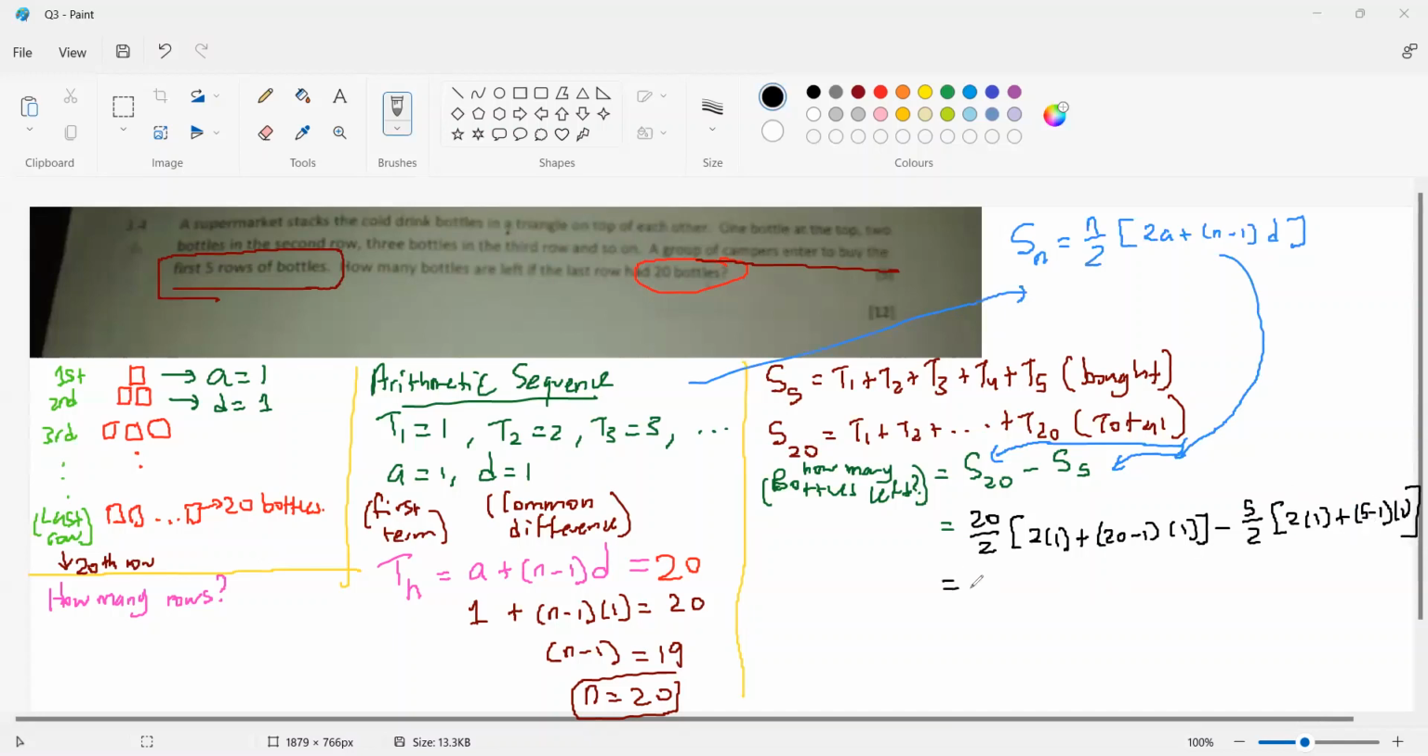Just a direct calculation. This is a 10, then in the bracket the number becomes 21: 20 minus 1 is 19, plus 2 is 21. On this side, 5 over 2, and 5 minus 1 is 4, 4 plus 2 is 6. So in other words, this becomes 210 minus 15. When we calculate this, we get the remaining number of bottles in the store after the campers purchase the others. The answer turns out to be 195 bottles. Thank you.